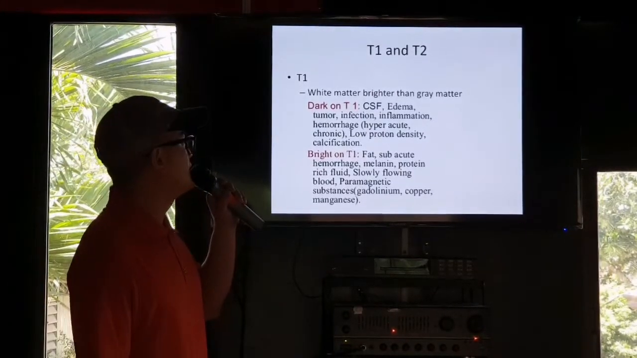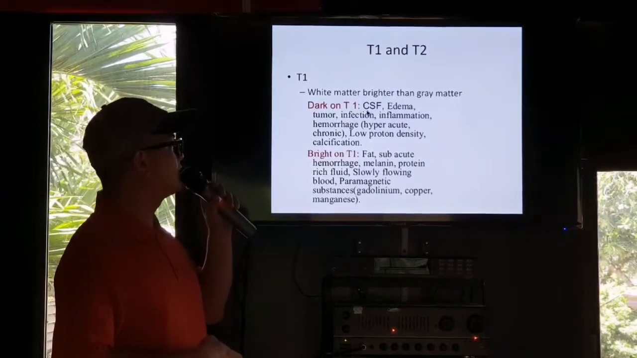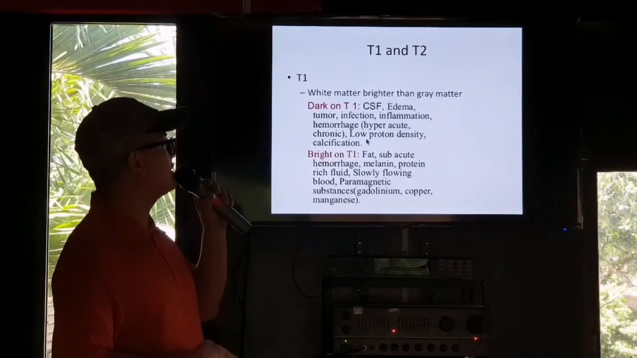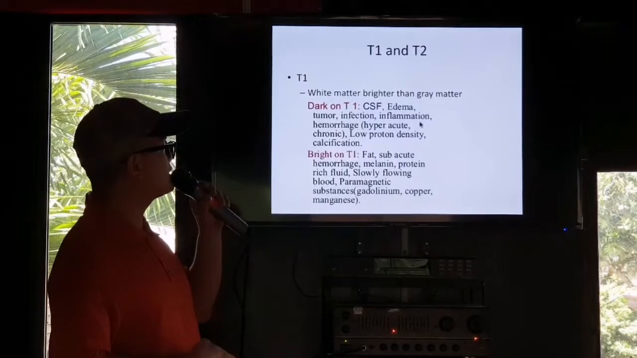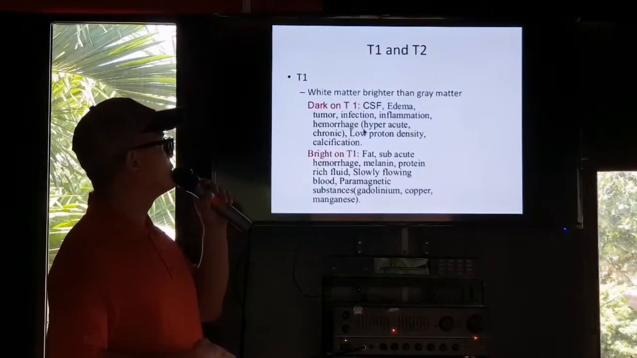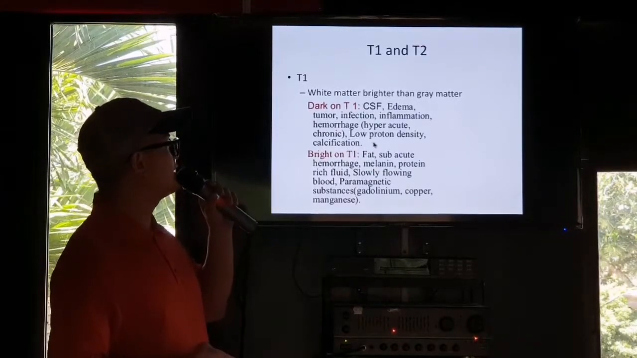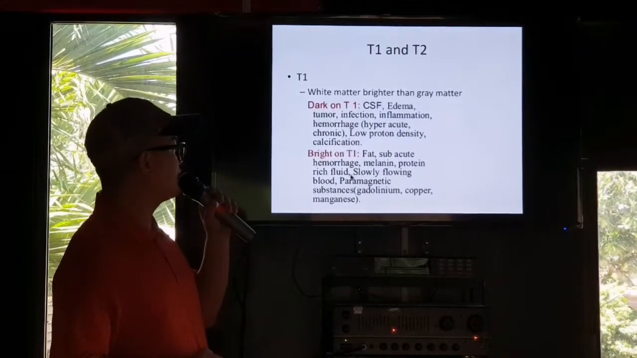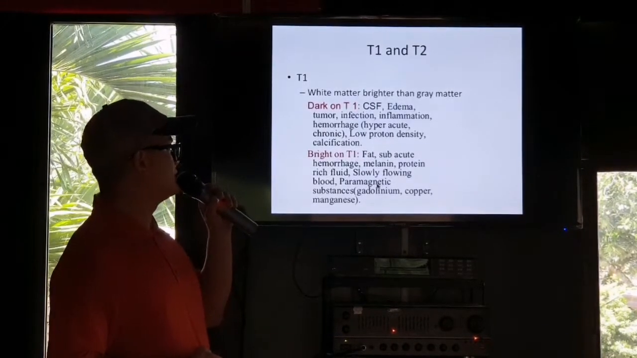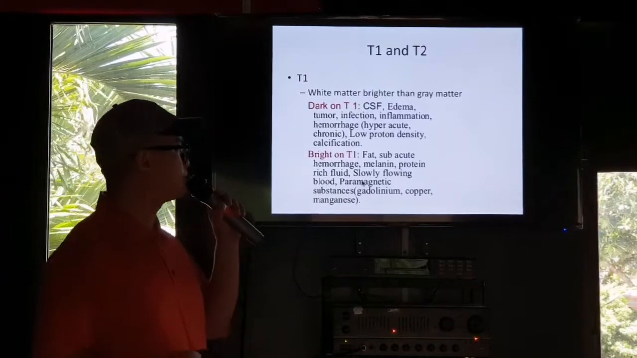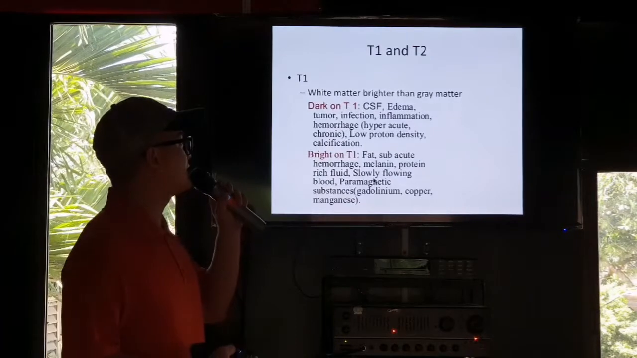These are the following structures that are dark on T1. You have CSF, which is water, edema, water, inflammation. Of course, you have edema and inflammation, so they have more water, so they are dark on T1. Also hemorrhage, low proton density and calcification. Bright on T1: fat, subacute hemorrhage, melanin, protein-rich fluid, slowly flowing blood, and paramagnetic substances. Like I said earlier, T1 produces a better image of fat.